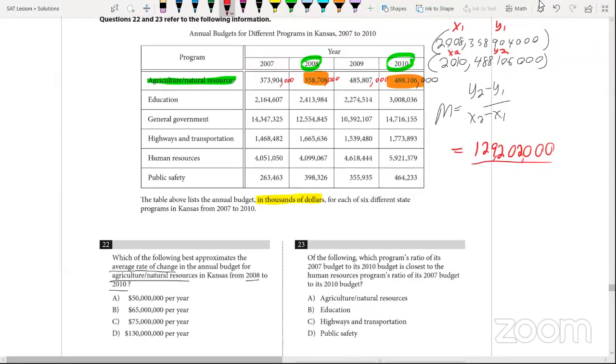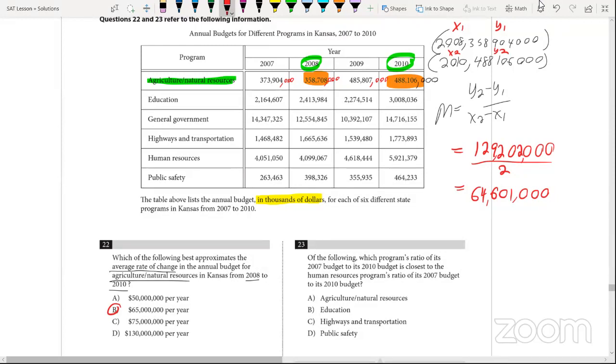And now I'll go ahead and put the commas. And the denominator is x2 minus x1. So 2010 minus 2008, which is just 2. So basically, we're taking that number and dividing by 2. And we get 64,601,000, which is this letter B right here. And the answer to 22 is B.